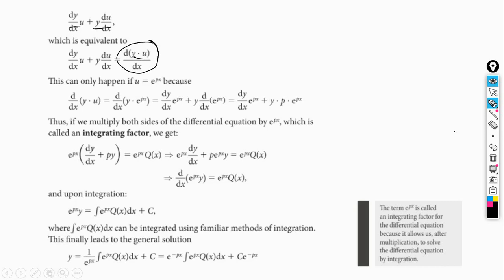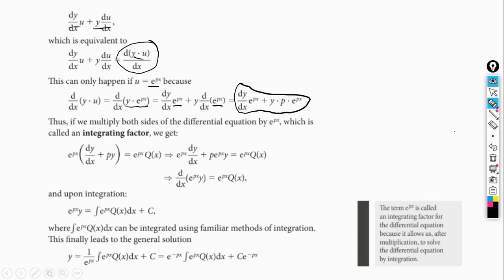And this is only possible if u is equal to e, Euler's number, to the power of px. Because if we do the derivative of y times e to the power of px, you're going to get derivative of y times e to the power of px plus y times the derivative of e to the power of px, which is derivative of y times e to the power of px plus y times p times e to the power of px.